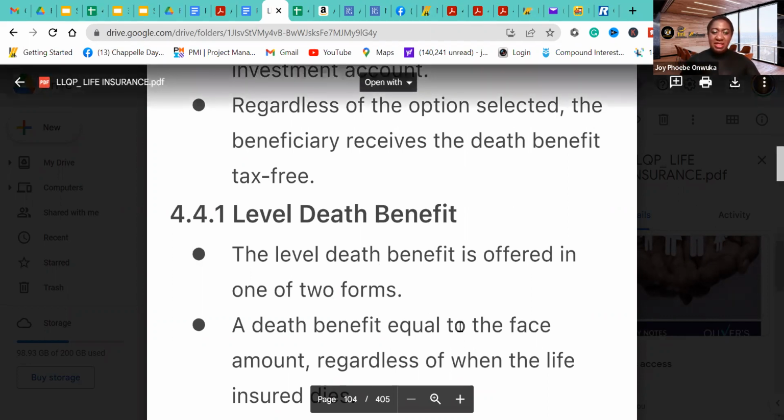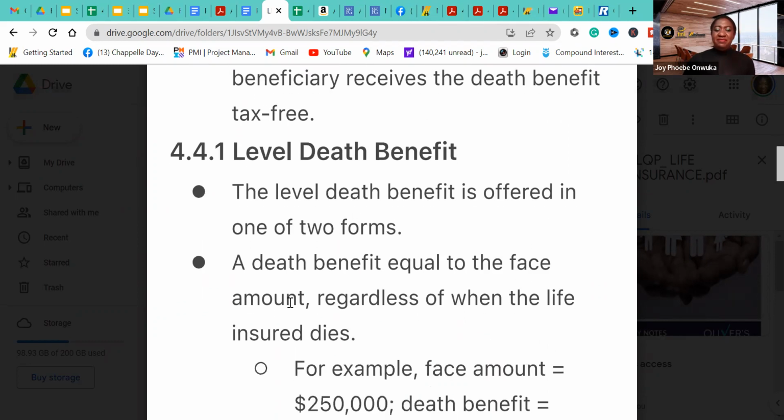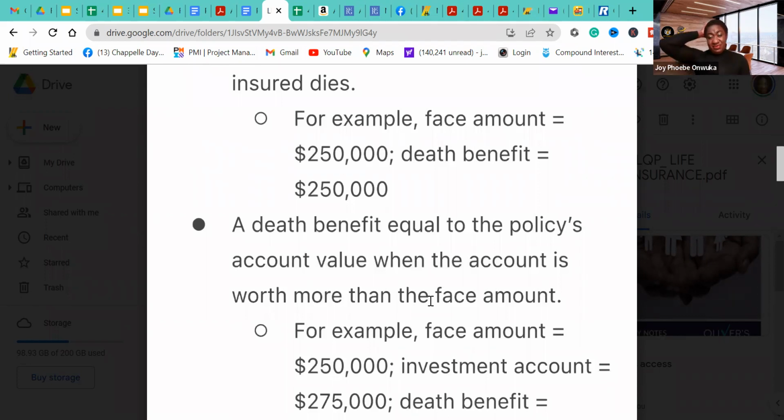All right? Okay. So now we are moving on to talk about level death benefit. The level death benefit is offered in one of two forms. A death benefit equal to the face amount, regardless of when the life insured dies. For example, face amount is equal to $250,000. Death benefit is equal to $250,000. That is level. Okay? Regardless of whether you have a cash value of $1 million, your death benefit will be your face amount. Okay? And if you have a $250,000 face amount and you have a fund value of $100,000 and you take that $100,000, your death benefit will remain 150.